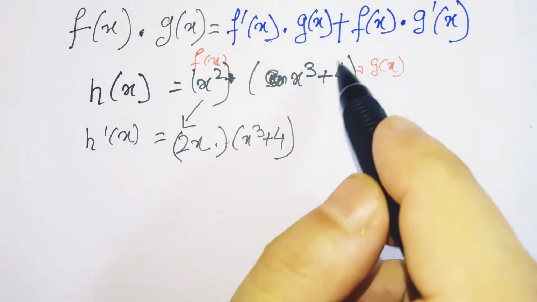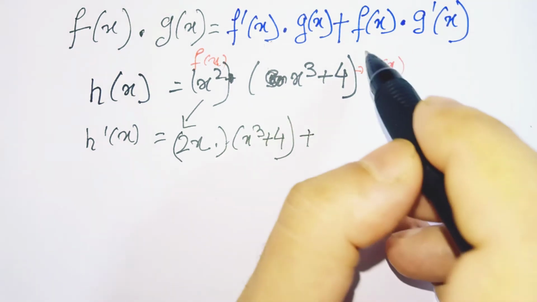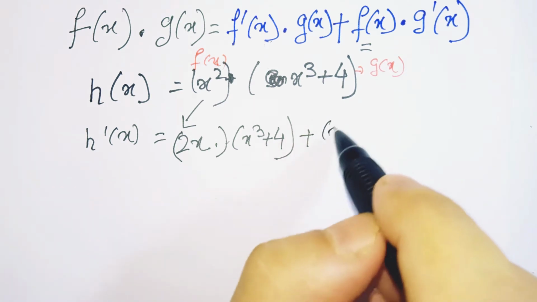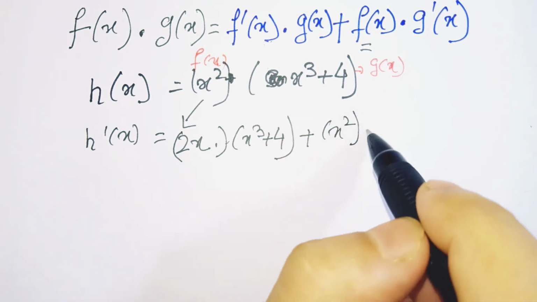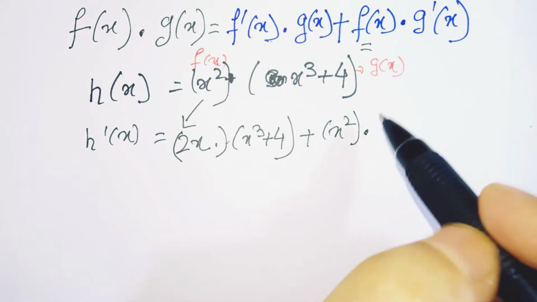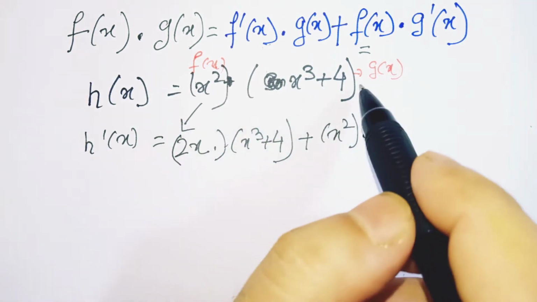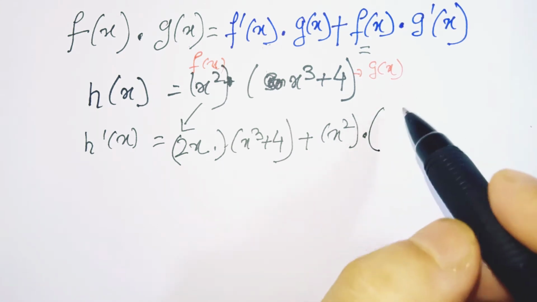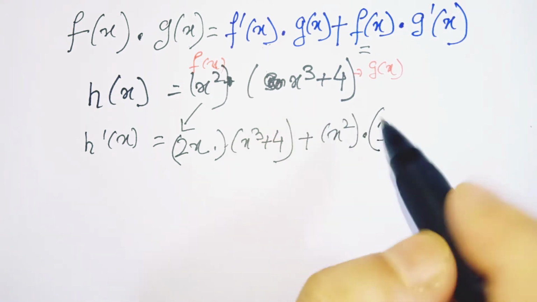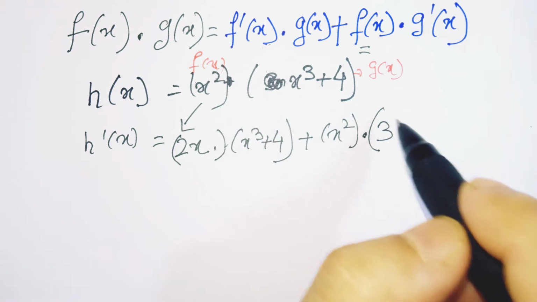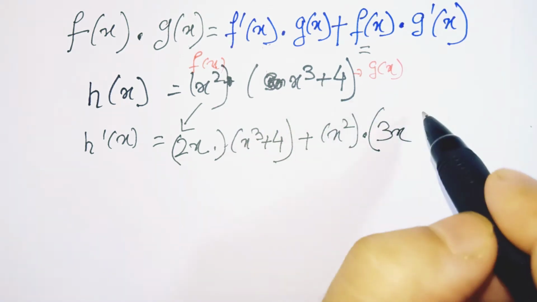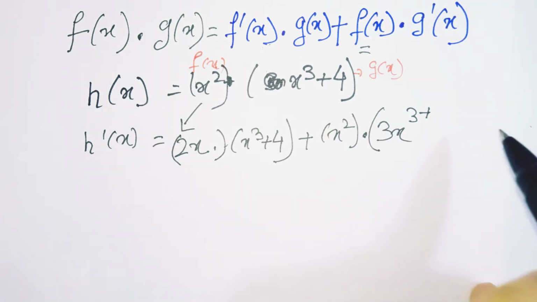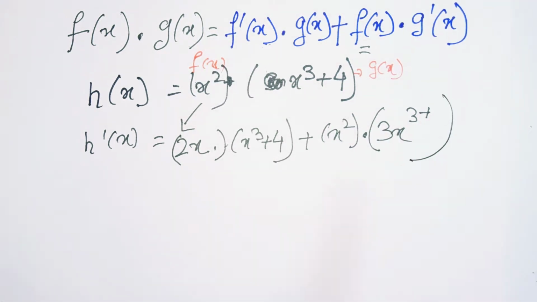So we have 2x times x cubed plus 4. Then we put a plus sign. Then what is f of x? It is x squared, and let us put a brace around it for the time being. Then we put a dot, and then we take g prime of x, the derivative of x cubed plus 4. As we have noted earlier, 3 would come first, then x raised to 3 minus 1, and plus 4 we can ignore, as it becomes 0.